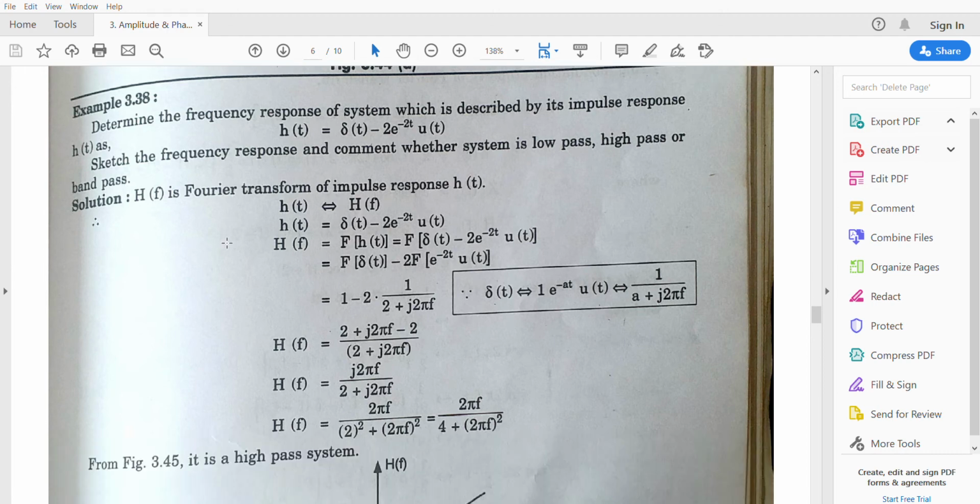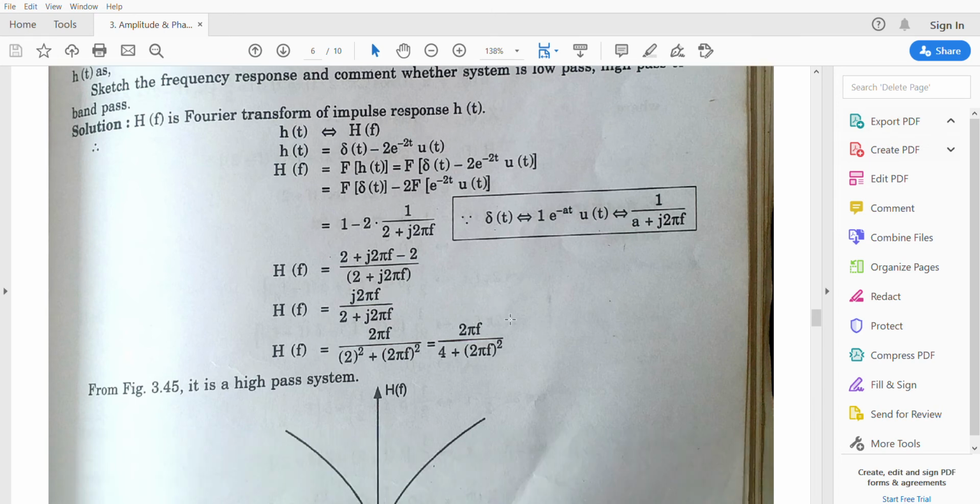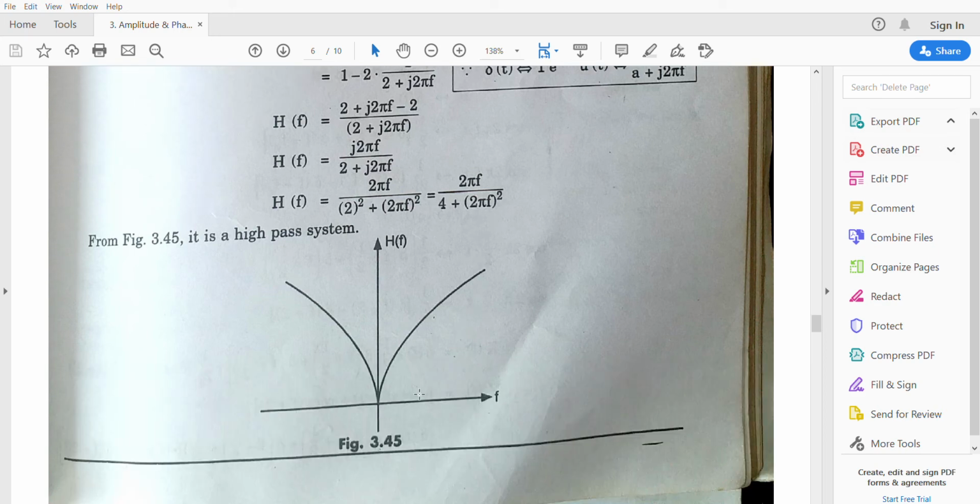So what we can do is convert this given h of t into its Fourier transform. We already know the Fourier transform of delta of t is equal to 1. Then 2 into e raised to minus 2t u of t: e raised to minus a t has Fourier transform 1 upon a plus j 2 pi f, and we apply it here. Take the LCM, and what we get is H(f). If we plot this H(f) in the frequency domain, that is the amplitude spectrum of H(f), it shows us this is a high pass filter.